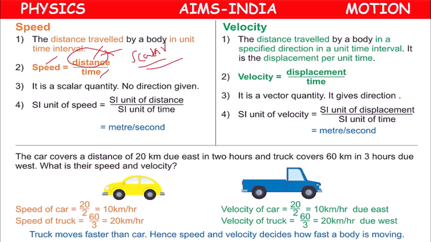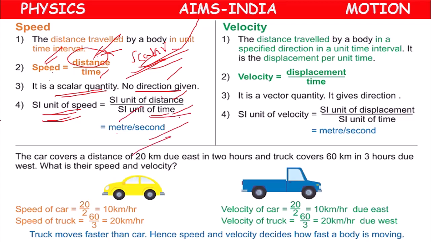What is a scalar quantity, children? Which never depends on direction, which has only magnitude, is called a scalar. In the formula of speed, we have distance, which is a scalar, so speed is also a scalar quantity. For speed, no direction will be there. And the unit of speed is unit of distance by unit of time. What is the unit of distance? Meter. What is the unit of time? Second. So the unit of speed is meter per second.